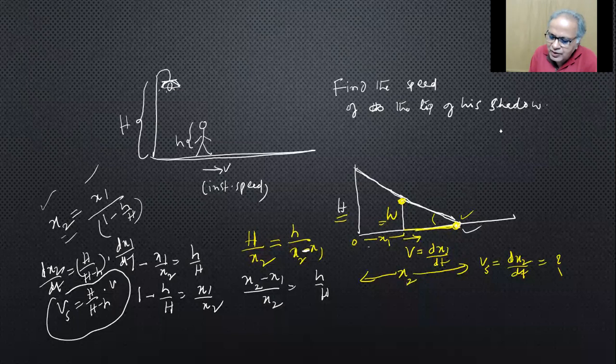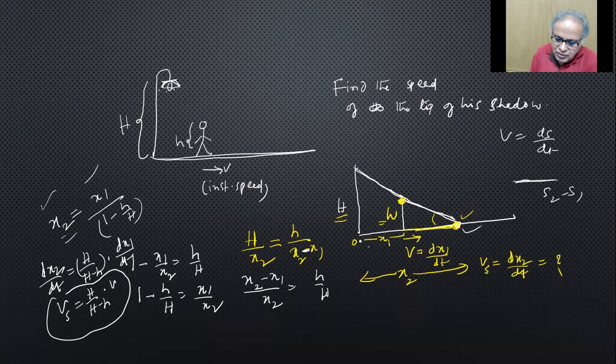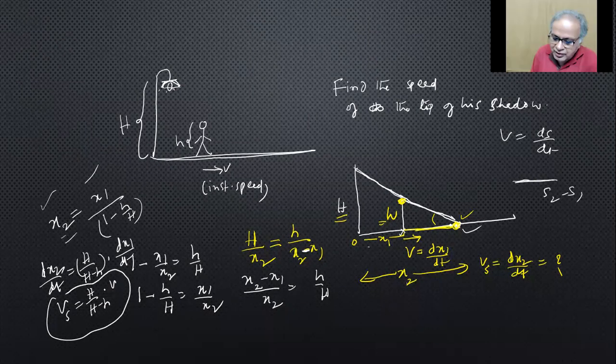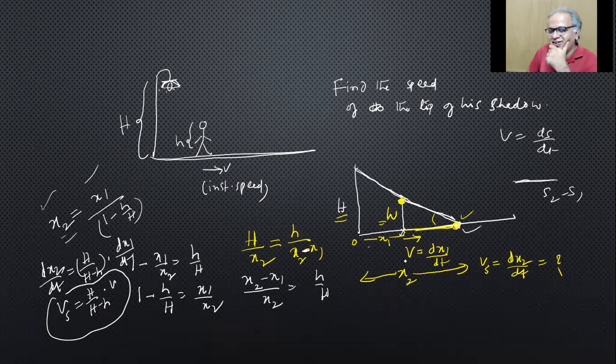When we said v equals ds by dt, instantaneous speed, what is ds? Some s2 minus s1, right? But s1 is 0. So simply x1 minus 0 by t, x2 minus 0 by t. But it is instantaneous, at this point we are writing, so it's not delta x by delta t. As you are doing new things, you're forgetting the old things. That's why I'm bringing something from the old one and putting it here.